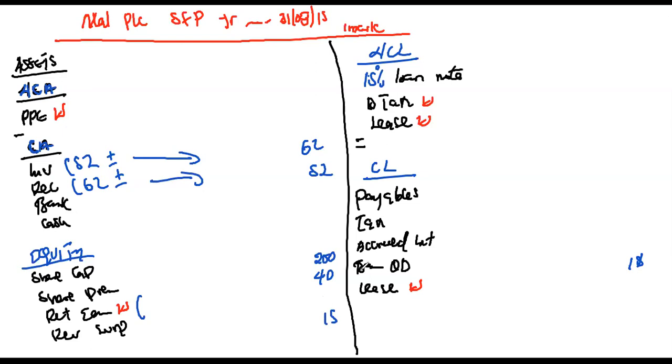Please know the principles. Look at the loan note. The loan note is always a free mark. Simply copy it and paste it there. It was how much? 200. Bring it there. Non-current liability. The deferred tax is a working, this is a working. Payables, always a free mark.